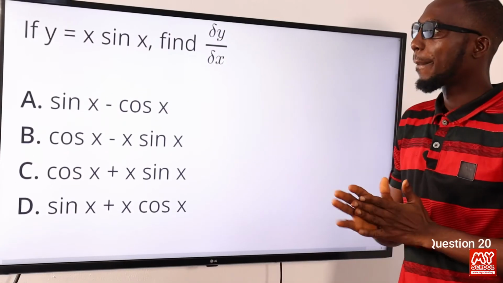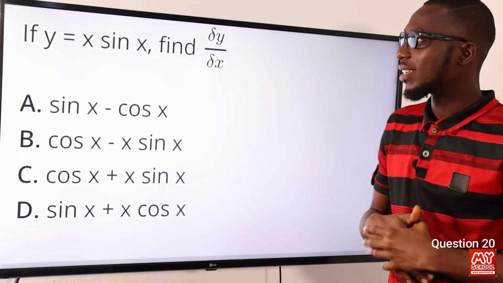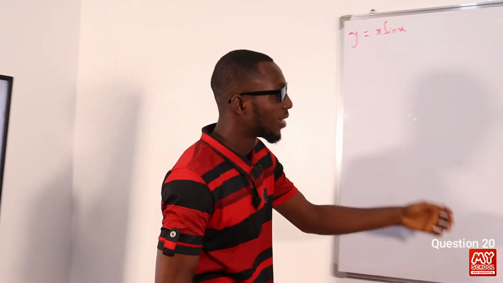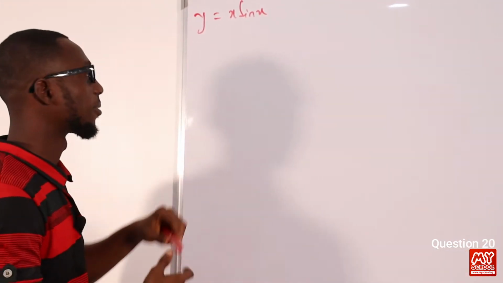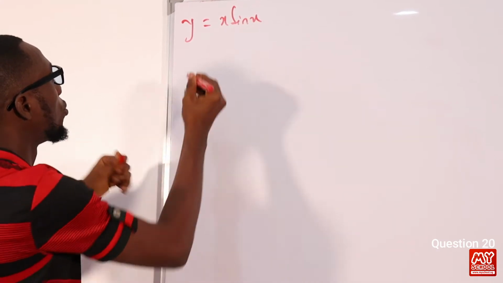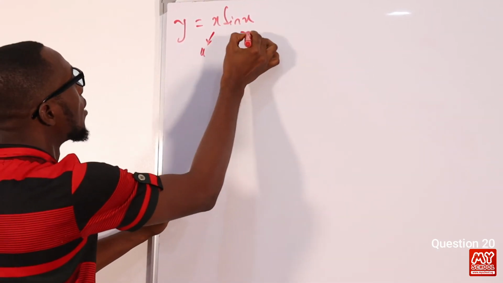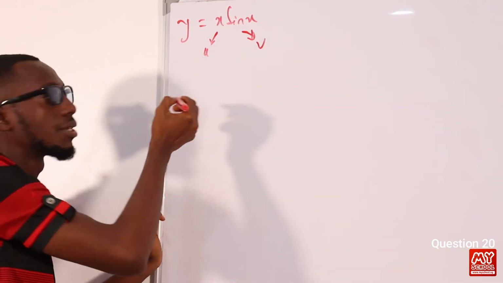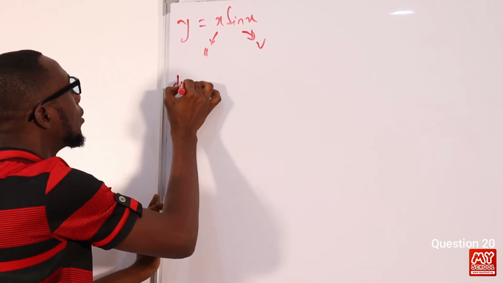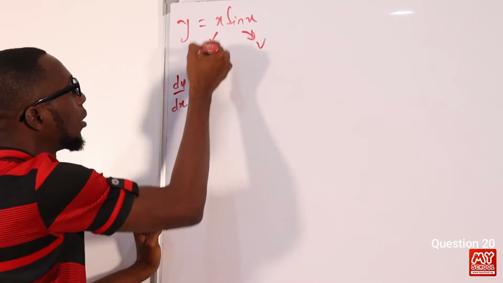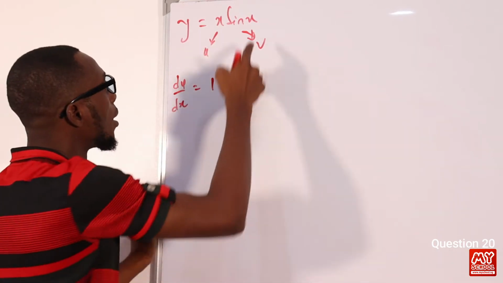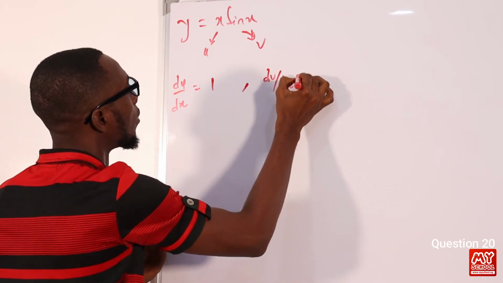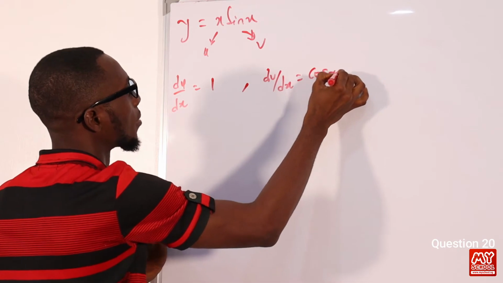Question 20. If y equals x sine x, find dy dx. This is definitely on differentiation. When we're doing this, this is your u, and this is your v. When we differentiate u, du dx, that should be 1. When you differentiate x, you get 1. And when we differentiate sine x, that should give us cos x.